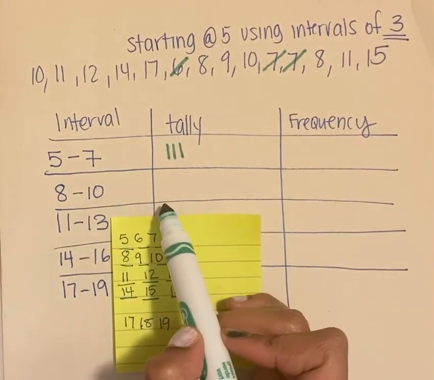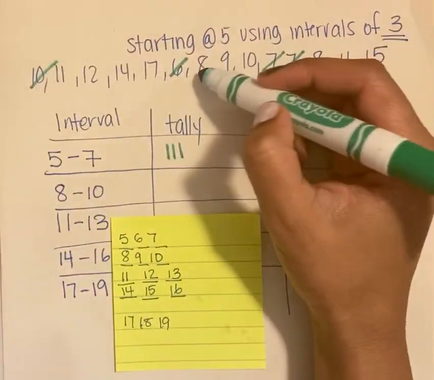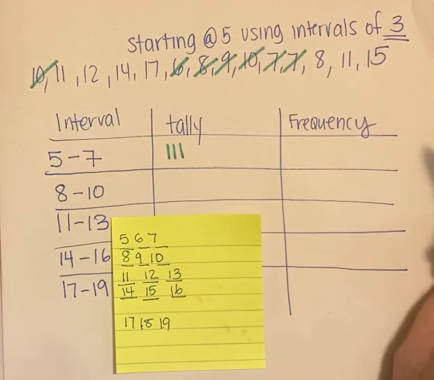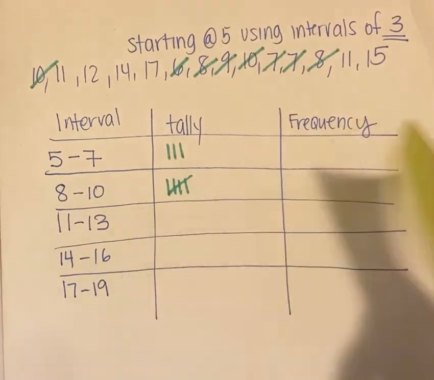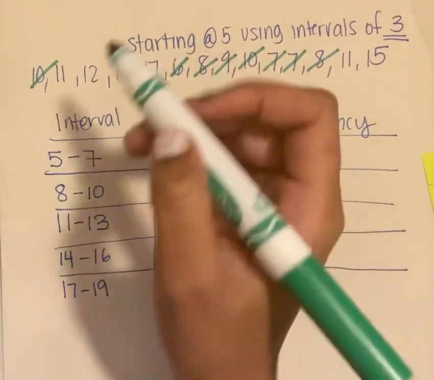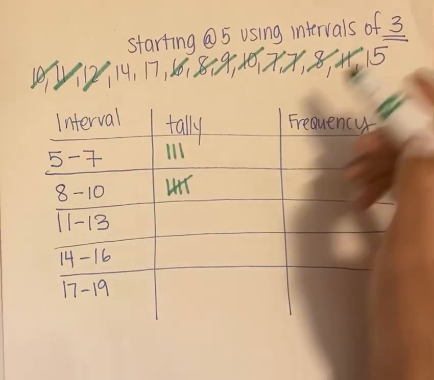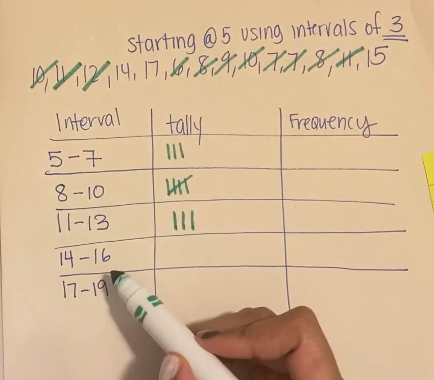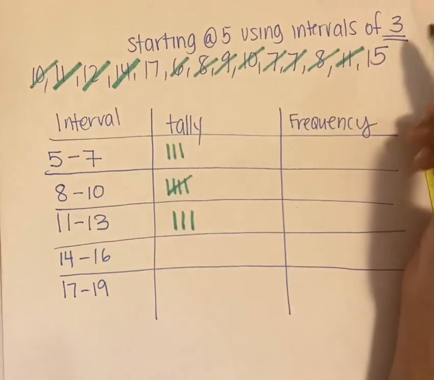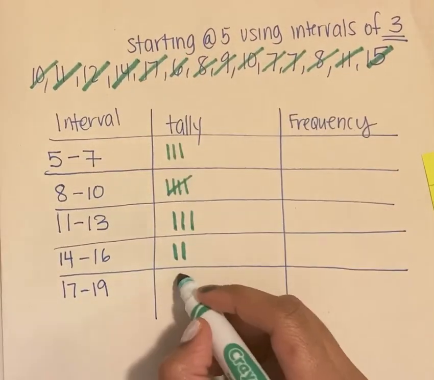And then I have 8 through 10. I'm going to do the same thing, 8, 9, and 10. So 1, 2, 3, 4, 5. Okay, and then I have 11 through 13, so that's 11, 12, and 13. So that's 1, 2, 3. 14 through 16, so that's 14, 15, and 16. So here's 1, 2. And then 17 through 19, there's only 1 left.